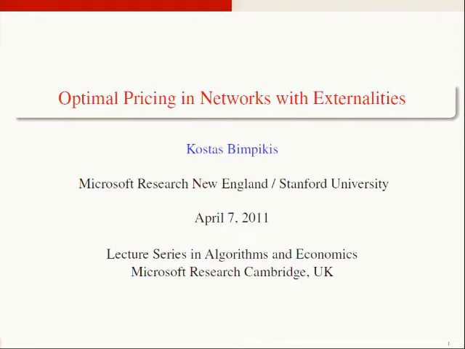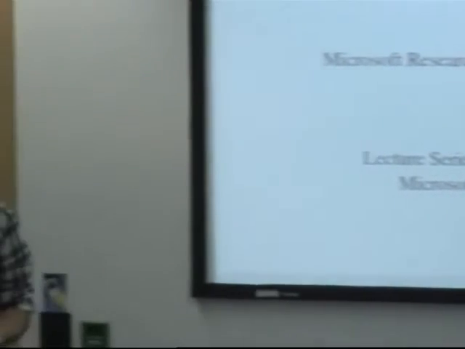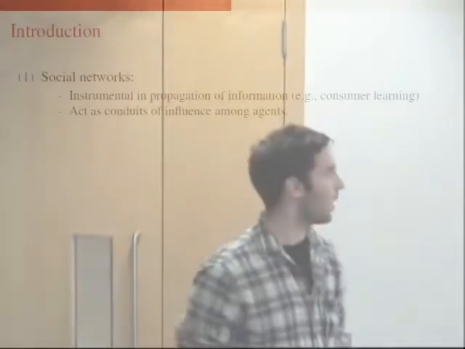For once, I'll be talking about two recent papers, both of which I did with my two advisors, Daron Acemoglu from MIT Econ and Asu Ozdaglar from MIT Electrical Engineering. And the title is Optimal Pricing in Networks with Externalities. And networks here means social networks, okay?